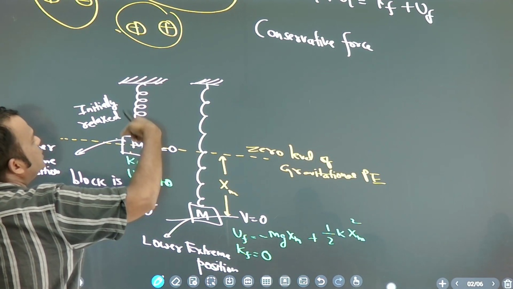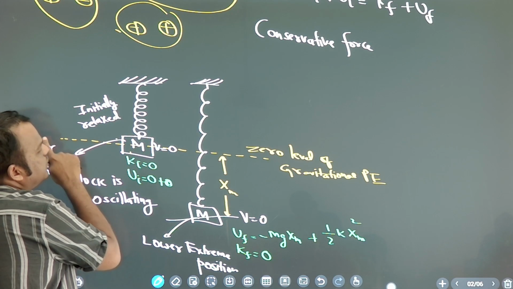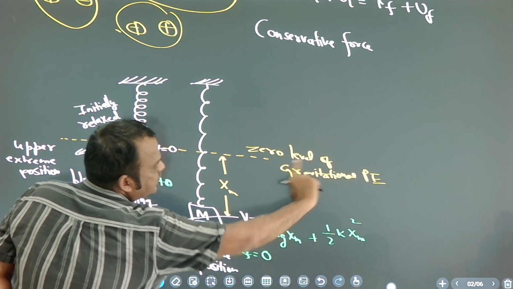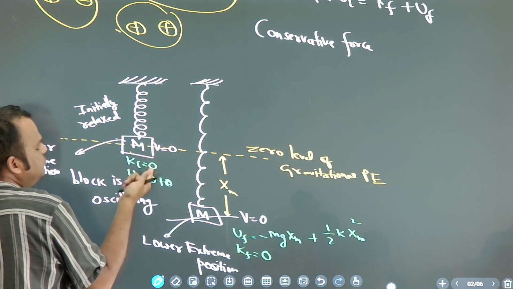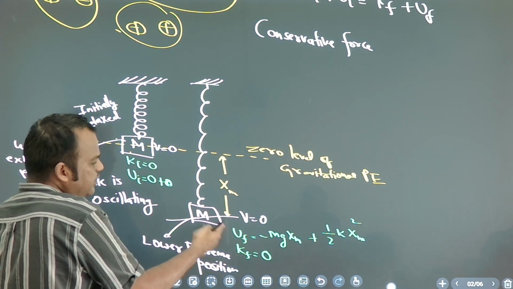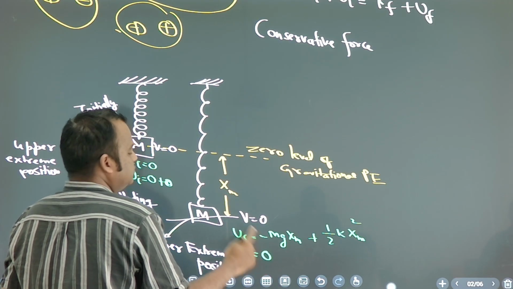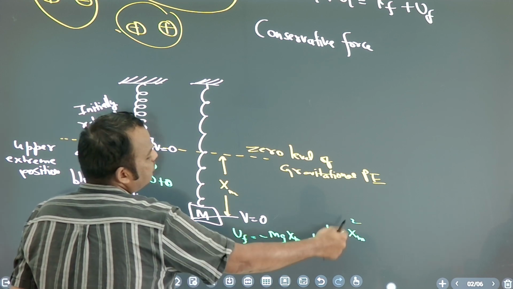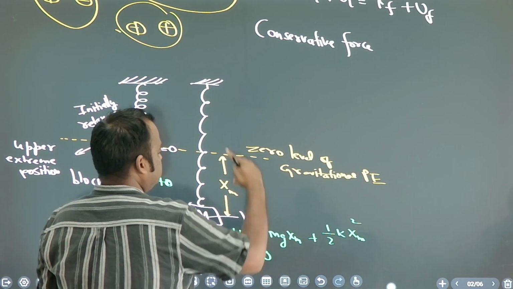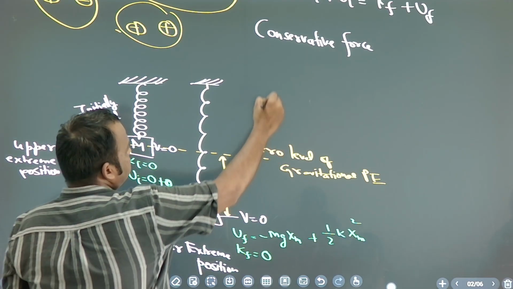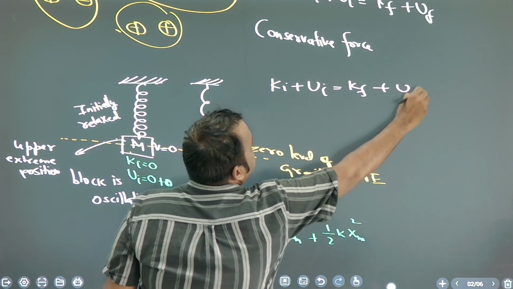What is the initial state of the spring? It's relaxed, so the potential energy of the spring is 0, and this is also the 0 level of gravitational potential energy. Kinetic energy at rest is 0. Now come here. The spring is elongated. Speed is 0, so kinetic energy is 0. Spring potential energy is half kx square, gravitational potential energy is minus mgh. Now use K initial plus U initial is equal to K final plus U final.